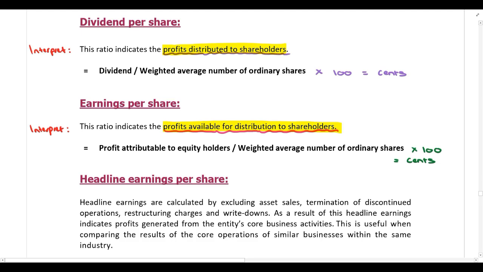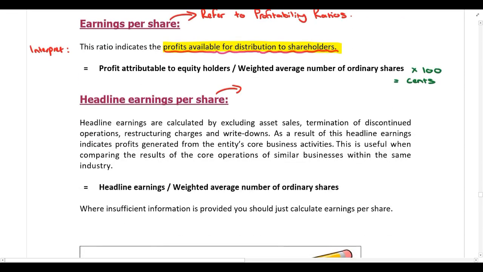And please note, we did already discuss this calculation in detail when we looked at our profitability ratios. So please refer back to the profitability ratios where this was discussed in detail. The same applies to headline earnings per share. We discussed this in detail when we looked at our profitability ratios. So please refer back for further discussion.